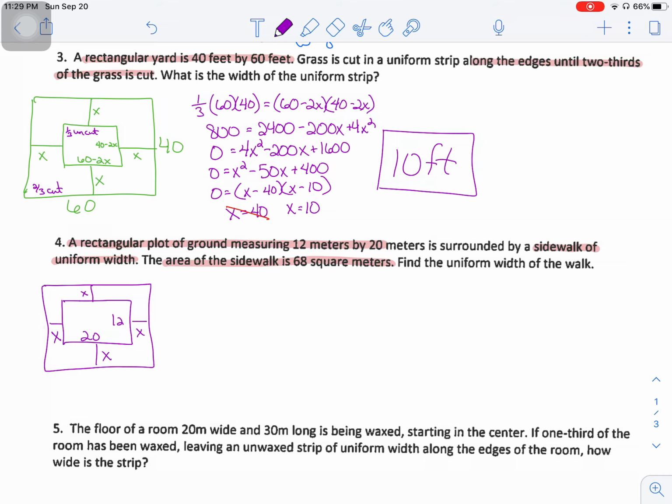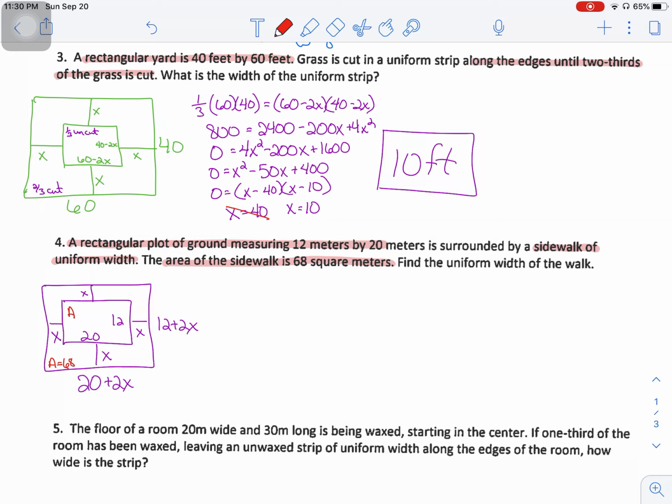I'm going to use all this information and label the outside rectangle, the big rectangle. Its longest edge across the bottom is 20 plus 2x. Its height is going to be 12 plus 2x. One other piece of information that we're told is that the area of the sidewalk is 68 square meters.